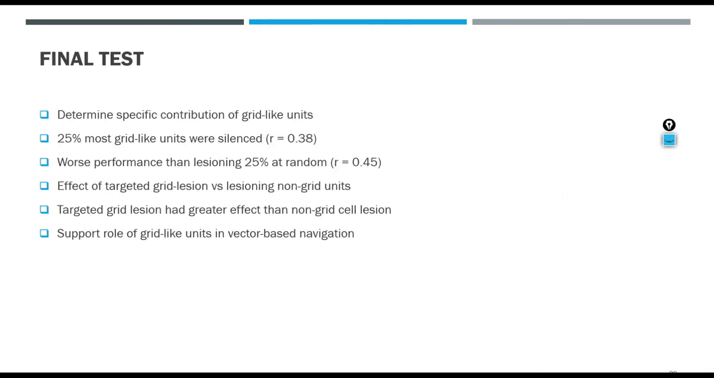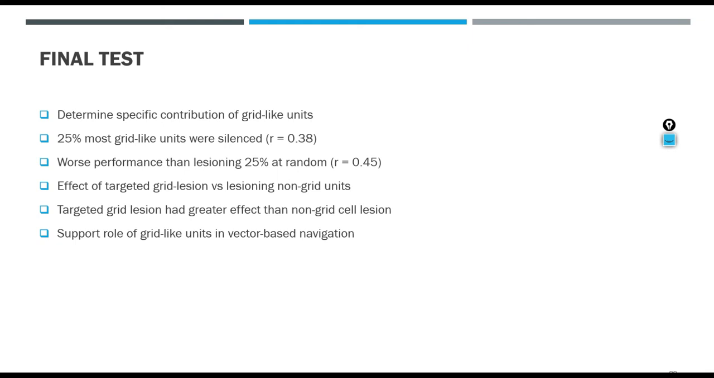So a final test was done to determine the specific contribution of grid-like units. Here the authors targeted lesions to the grid code and re-examined the performance and representations of the goal-directed vector. In the first experiment, 25% of the most grid-like units were silenced, and they observed a decoding accuracy of r equal to 0.38.